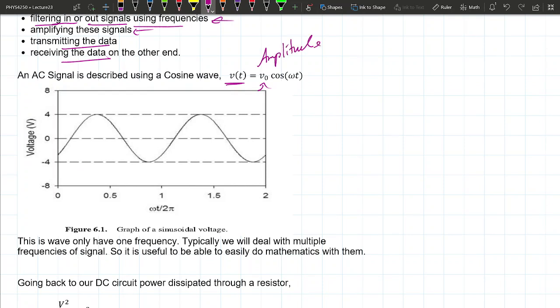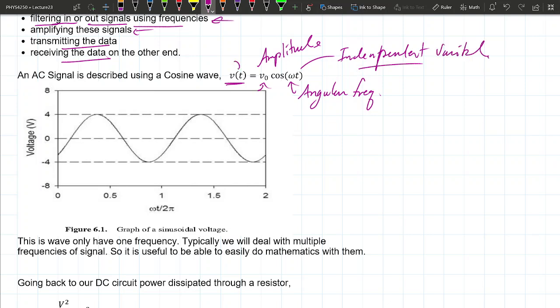Does anyone remember what omega is? The angular frequency of the wave. And time is the independent variable. I always get these mixed up. V is a function of time, the independent variable. At some point I'll be able to spell independent. This is voltage.